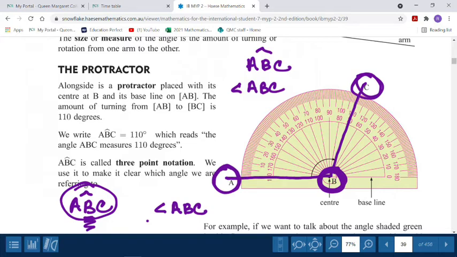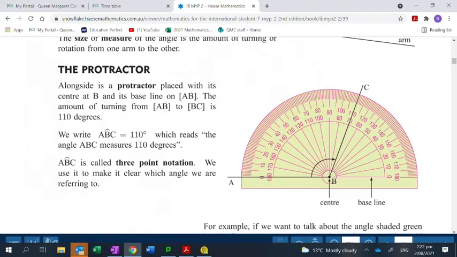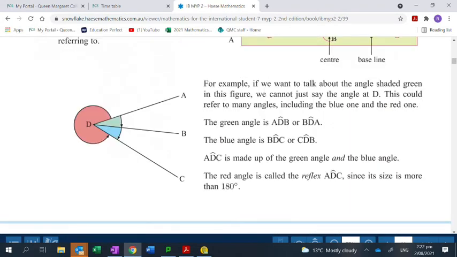But this is called 3-point notation. You don't need to know the name, but you need to realize that to name an angle, you have to have 3 points. And which one has to be in the middle? B. Well, it's not always going to be B. It could be any letter. What's it called, though? The vertex. There you go. The vertex must be in the middle. Good.